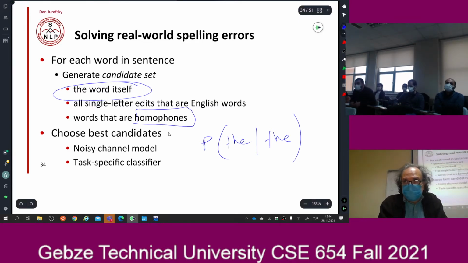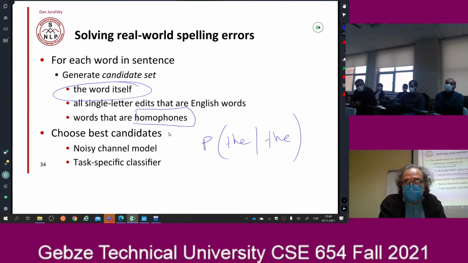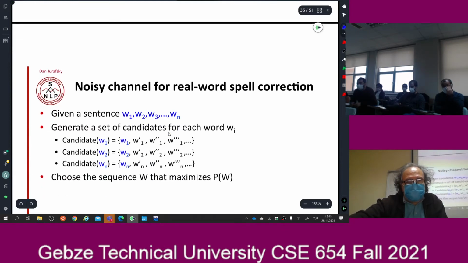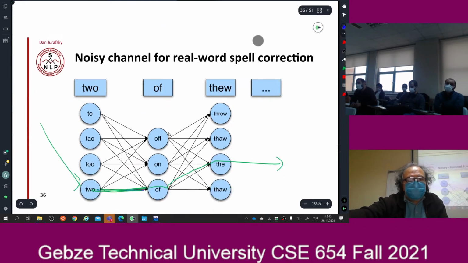Like piece, one piece, and world piece. Yeah, one piece and word piece. For English, we have many of those, right? For many words, we write them differently, but we pronounce them the same. So they will be coming to the picture. In Turkish, of course, we have similar problems, but it is not exactly the same. And choose the best candidate using the noisy channel model or task-specific classifier. So candidates are these, including the word itself, and run the noisy channel.